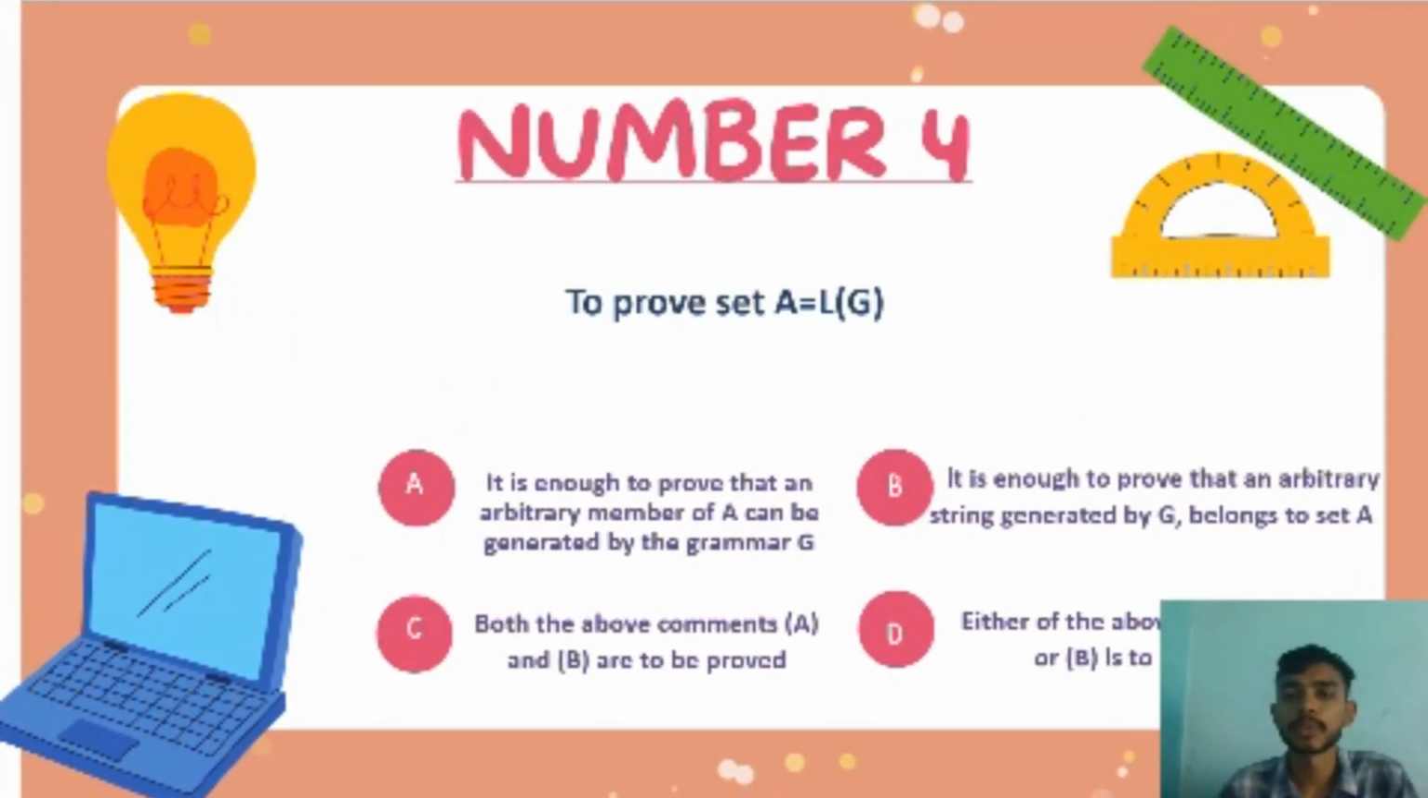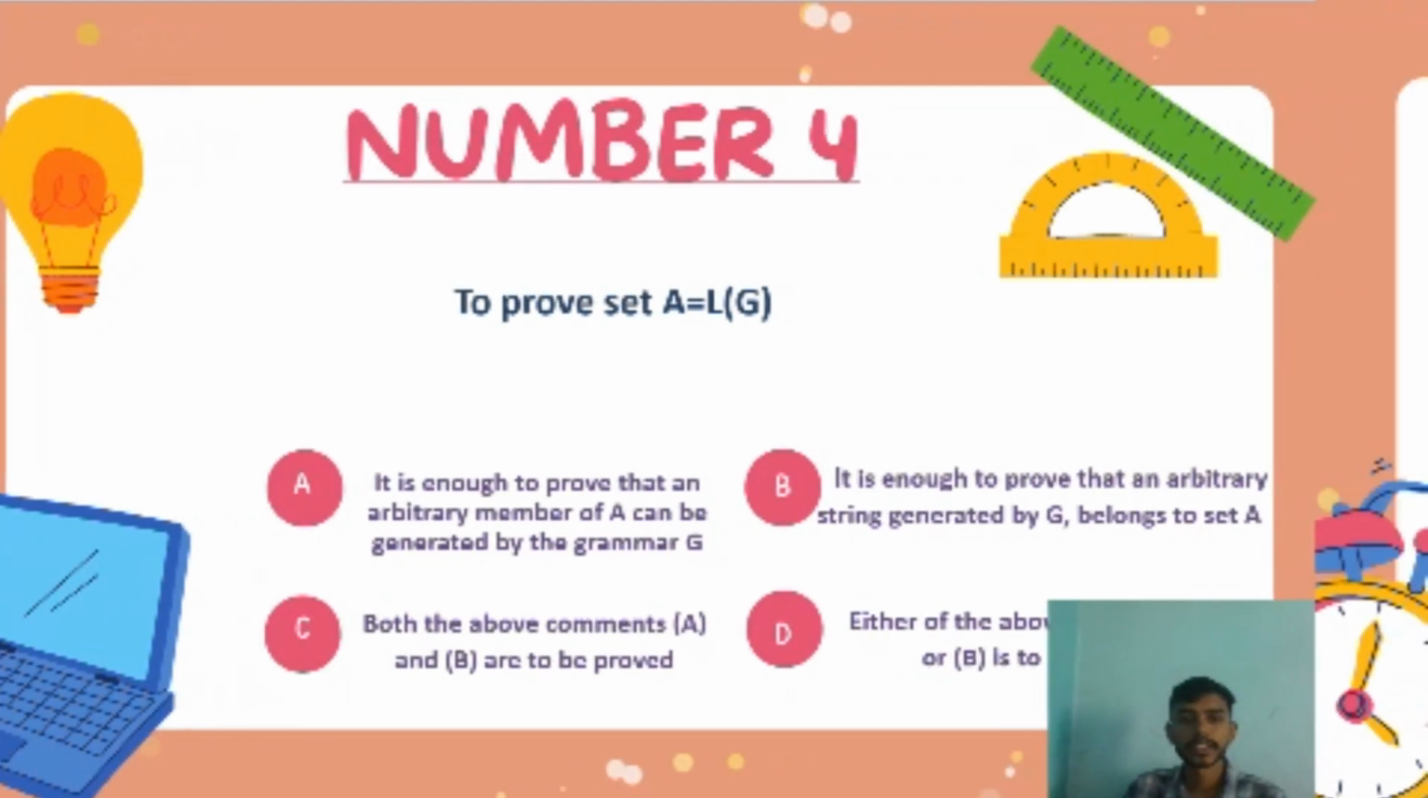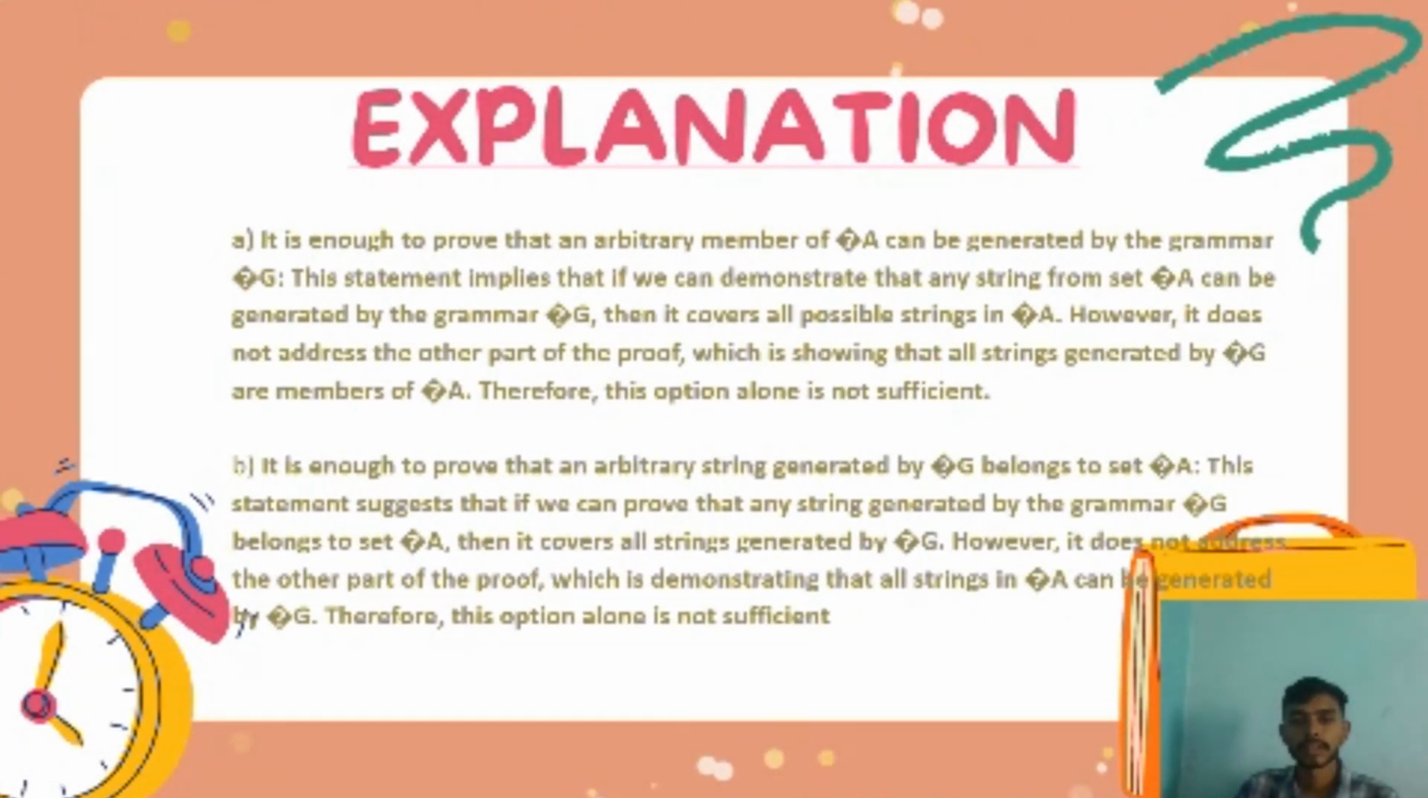The question is to prove set A equal to L of G. So the options are: A. It is enough to prove that an arbitrary member of A can be generated by the grammar G. Option B. It is enough to prove that an arbitrary string generated by G belongs to set A. Option C. Both the above comments A and B are correct. And option D is either of the above is incorrect. So we'll move to the explanation.